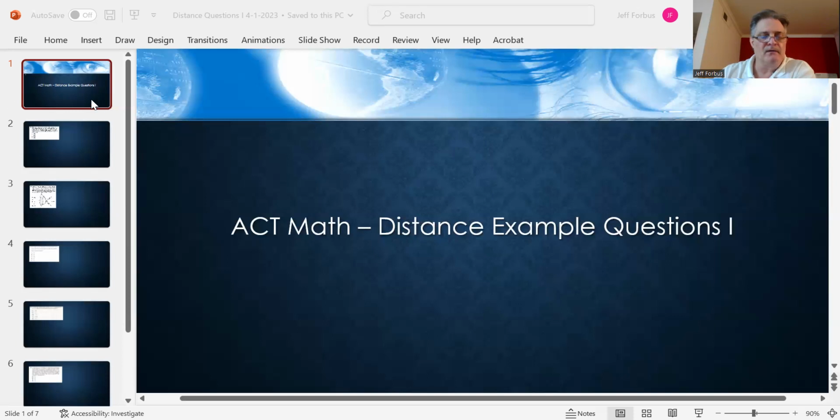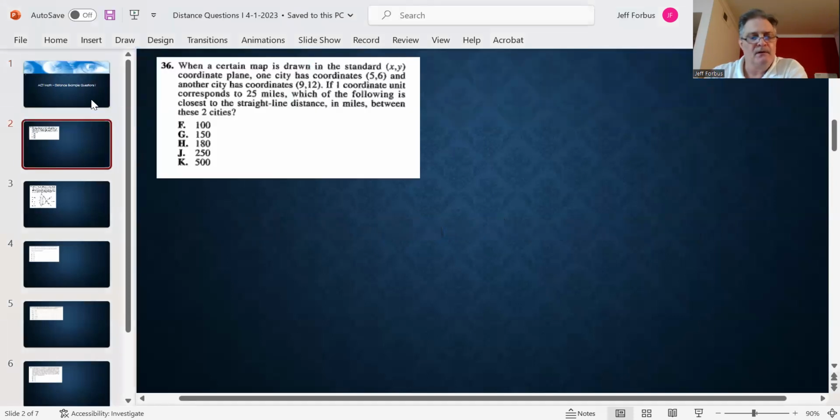All right, question number 1. When a certain map is drawn in a standard XY coordinate plane, one city has coordinates (5, 6), and another (9, 12). If one coordinate unit corresponds to 25 miles, or is equal to 25 miles, you can look at it that way. Which of the following is closest to the distance between the two cities?